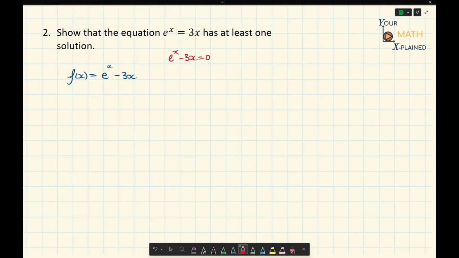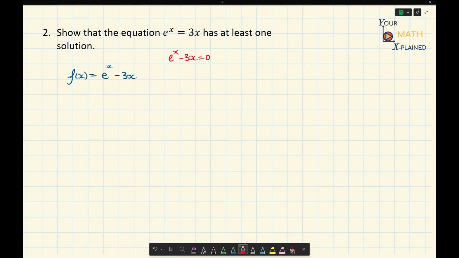So now we know that we want to show there is at least one value of x that is going to make e to the x minus 3x equal to 0. And again, we don't need to find what the exact value of x is. We just need to show that it exists.